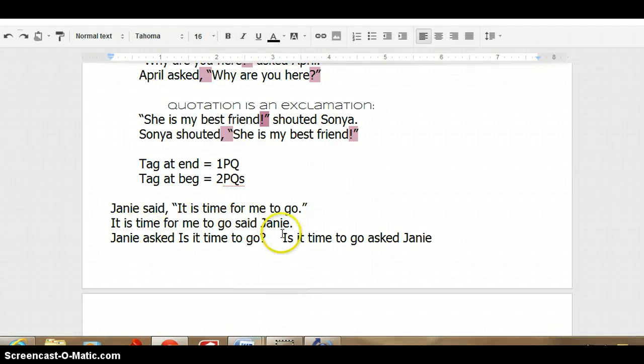Now, what if we flip that around? It's time for me to go, said Janie. Well, this is what she said, so I need to put quotation marks around that, but I also need to set it off from the tag. And to set it off, I need a comma and then the end quotation marks. Said Janie, I've ended my sentence here with a period.